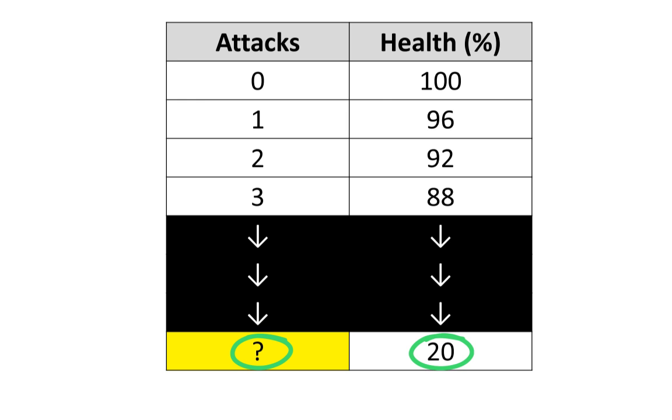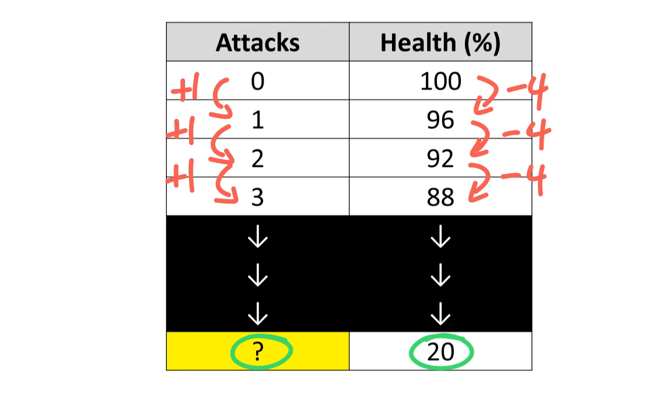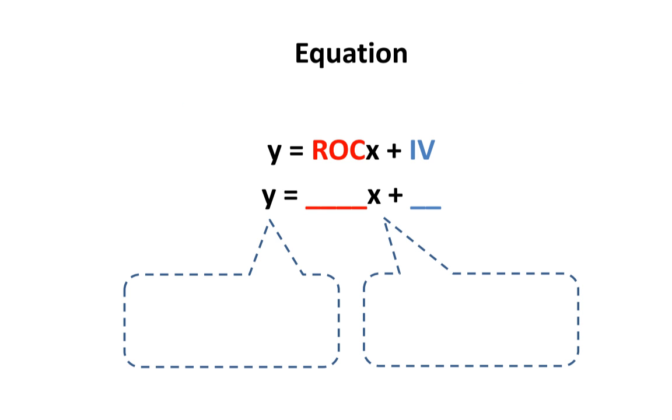You'll notice that the rate of change is a decrease of 4% for every one attack. You'll also notice your initial value is 100%, since that is your health when you've sustained 0 attacks. This situation can also be represented with an equation, y equals rate of change multiplied by x plus initial value. We already determined the rate of change to be a decrease of 4% of health for every one attack.